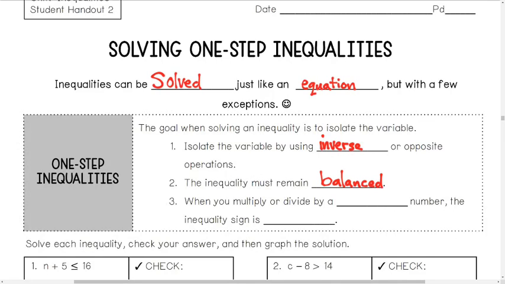And step 3, this is where it's different. If you multiply or divide by a negative number, the inequality sign is flipped. And so that's only for multiplication and division. And so go ahead and circle that one. That would help you remember that that step is different than with equations.